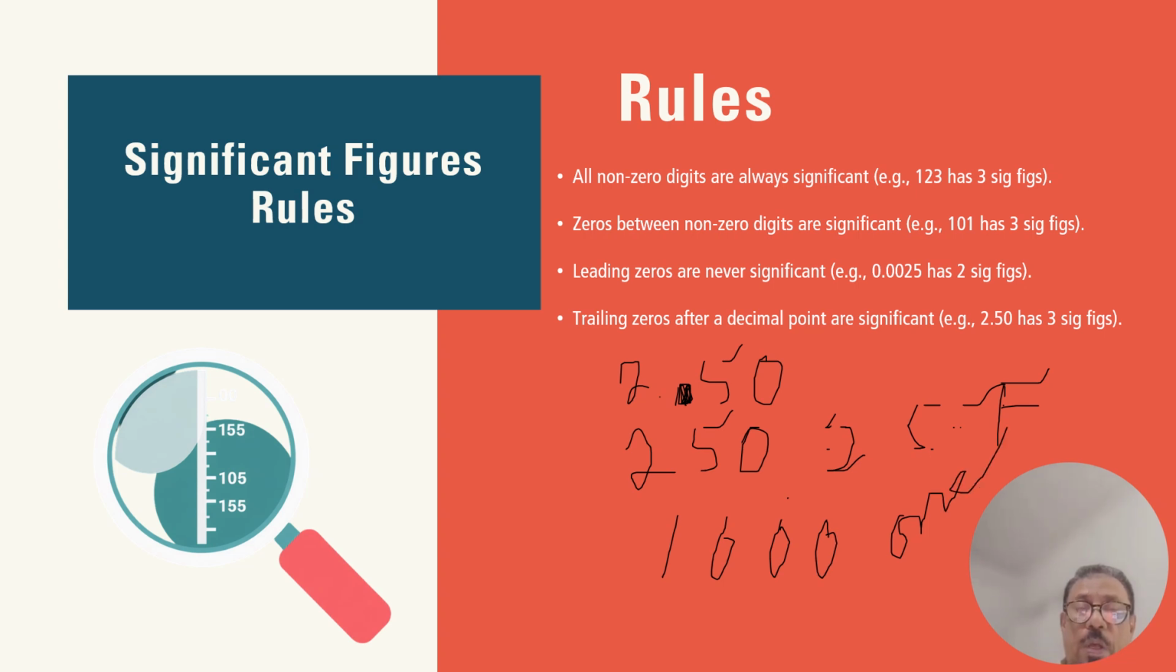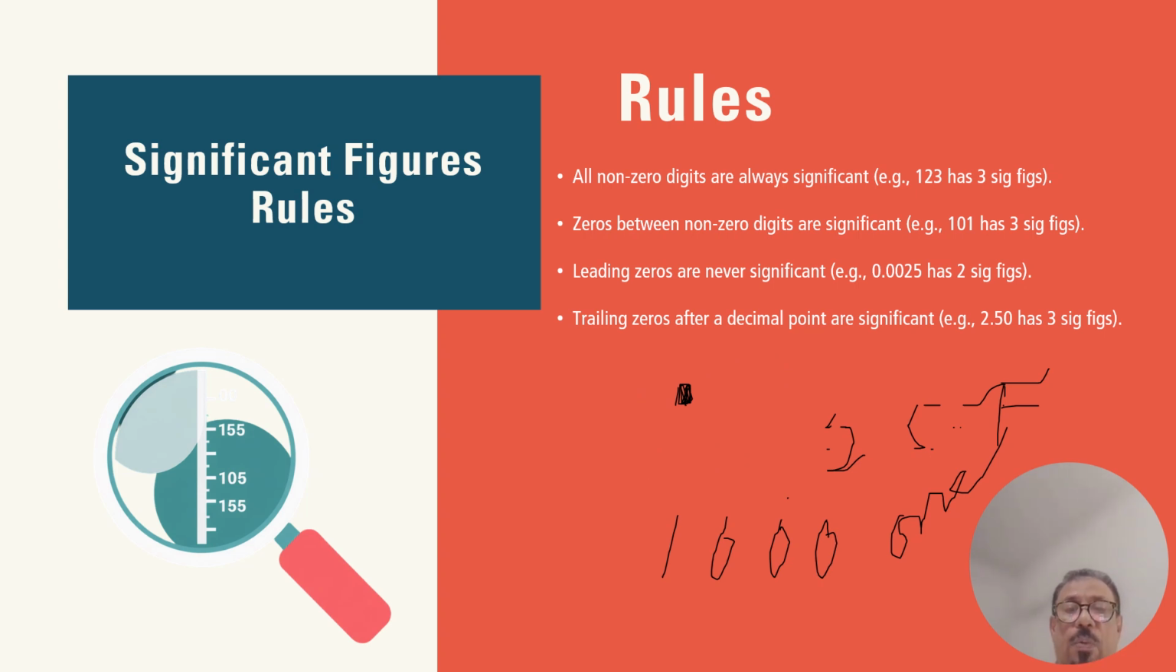However, if we want to count these three zeros as significant, we can put a decimal point at the end. So now you have 4 sig fig. If we add a 0 here, we have 4 sig fig. Without this 0, there's only 1 sig fig.